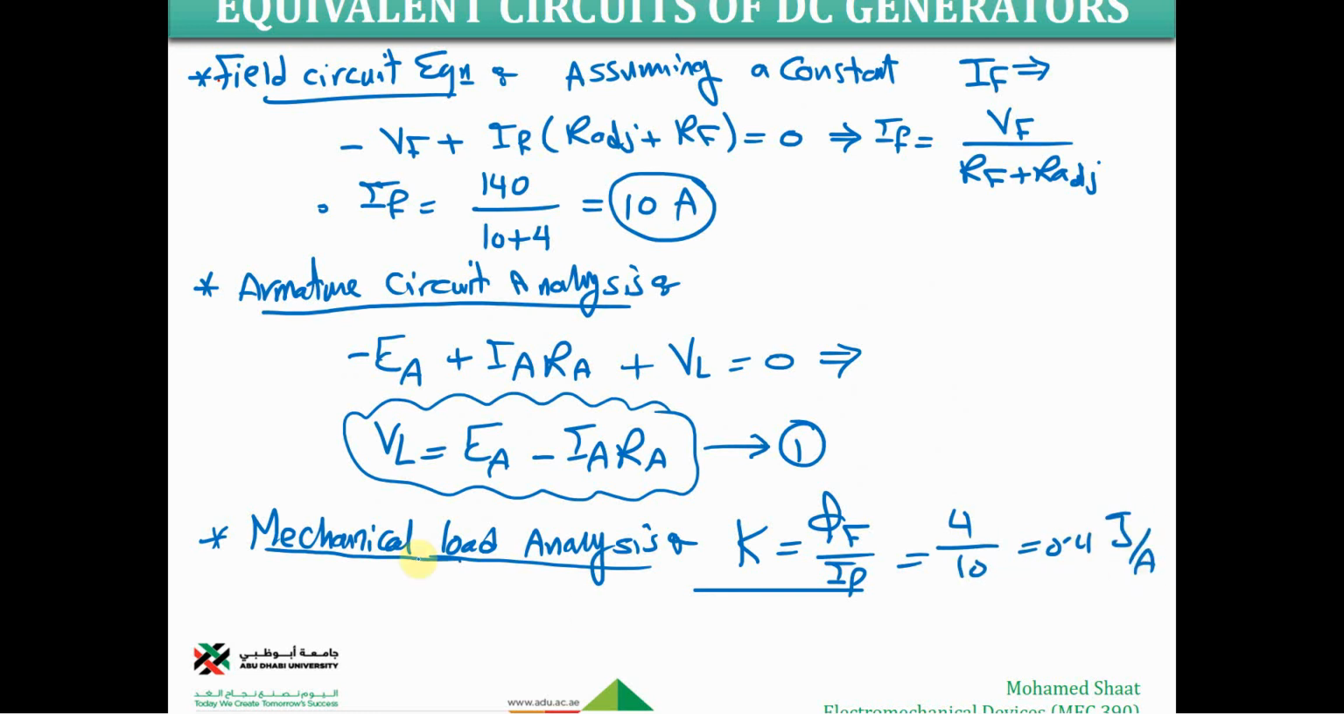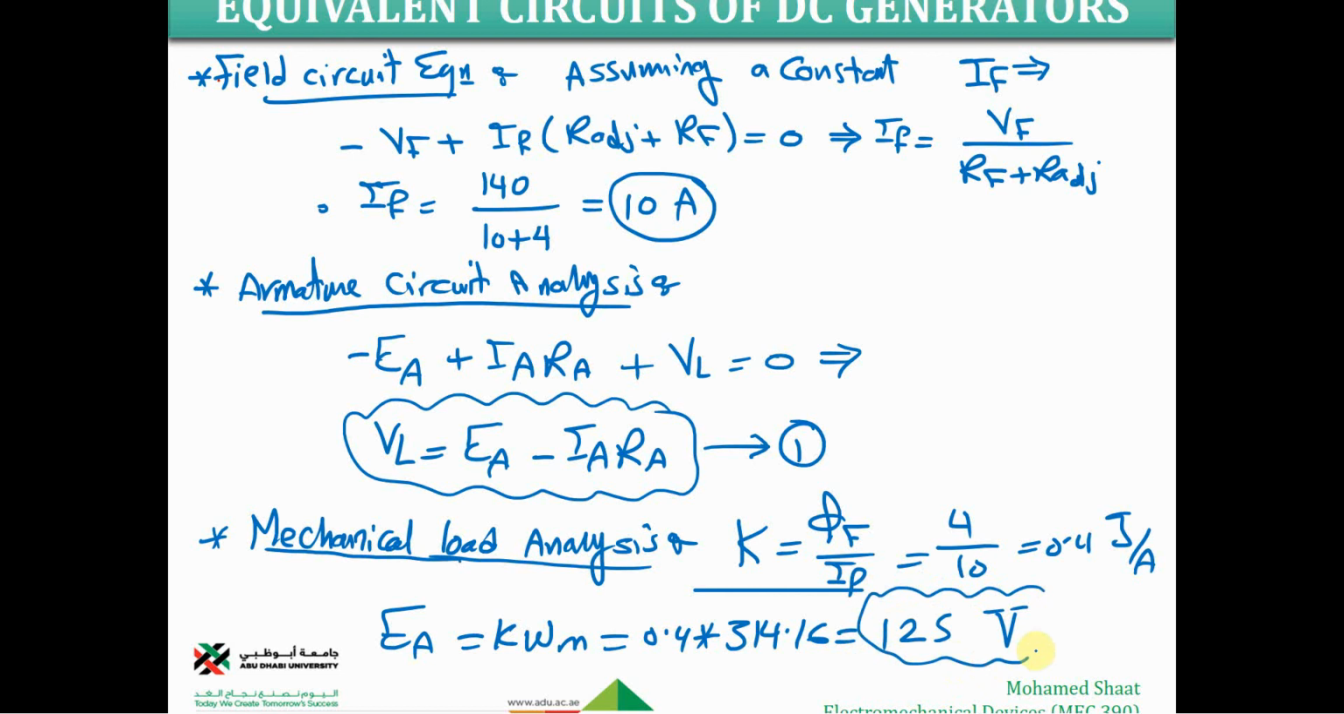Then we can simply calculate EA, which should equal K times omega M. If you remember, omega M was EA over K. So do the cross multiplication, and you end up with K, which we just got as 0.4, times 314.16. This definitely gives us 125 volts. This is going to be EA, we already got it.